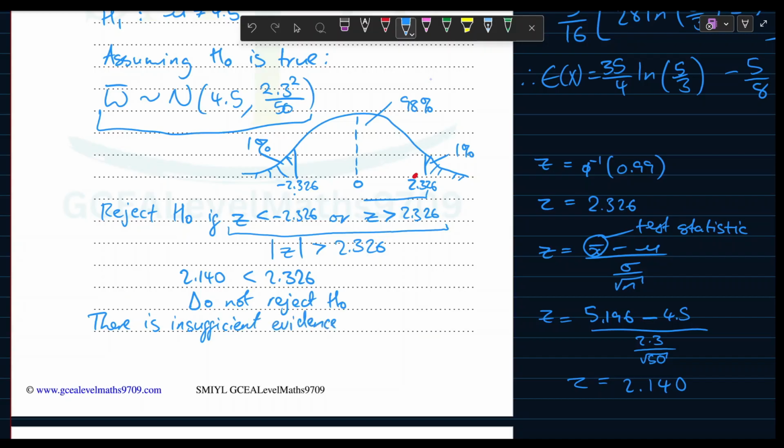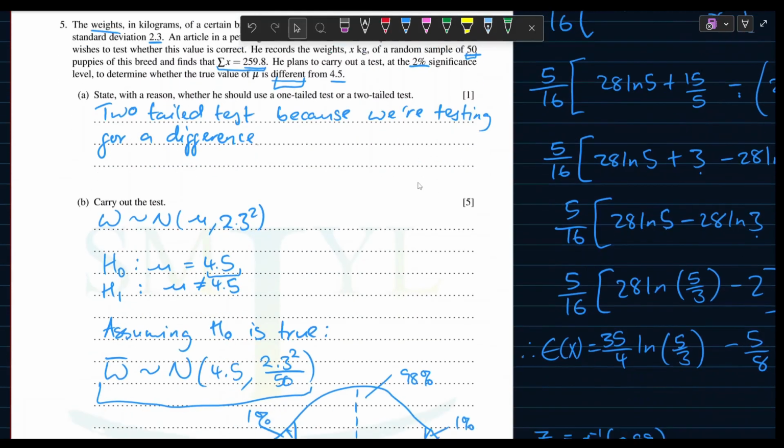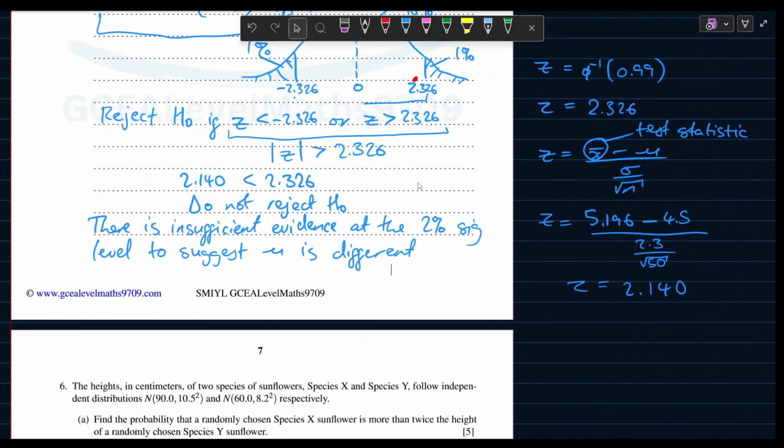There is insufficient evidence at the 2% significance level to suggest that the mean is different, to suggest that mu is different. Okay. So we can't really support the vet's suspicion that the true value of mu is different. All right, so this is our final answer.